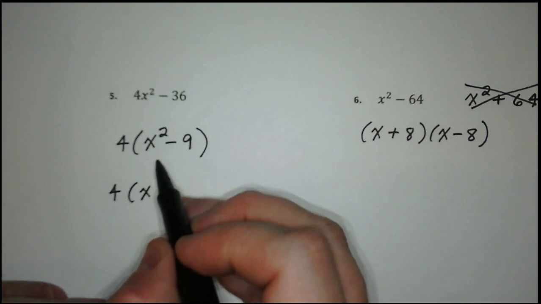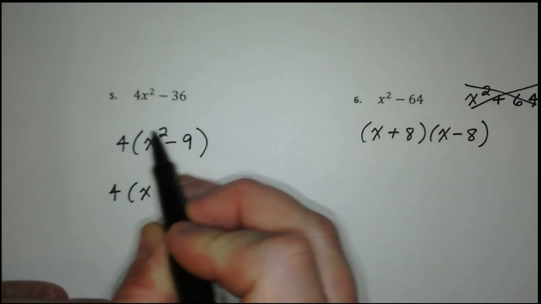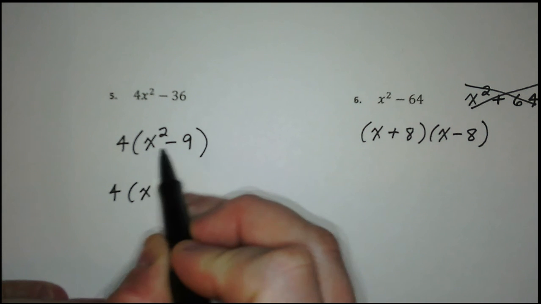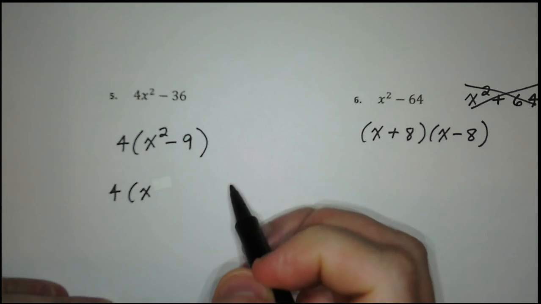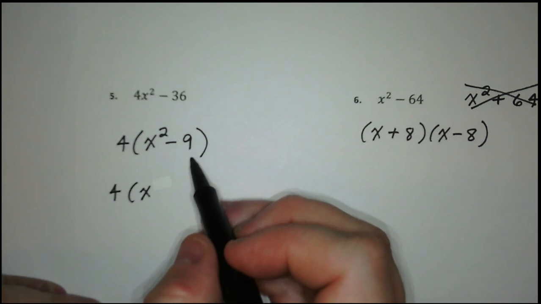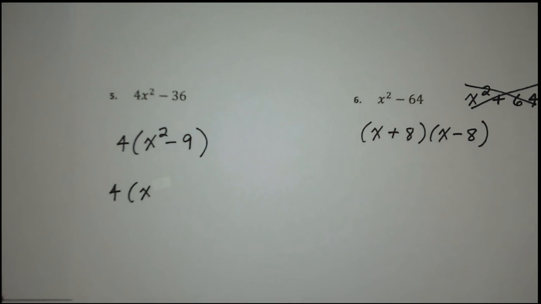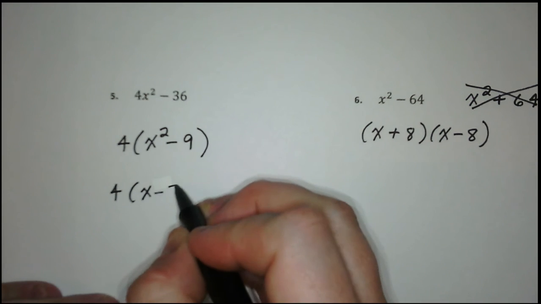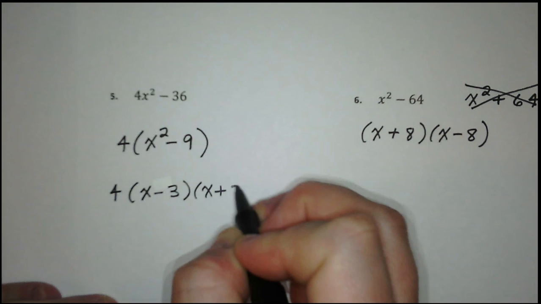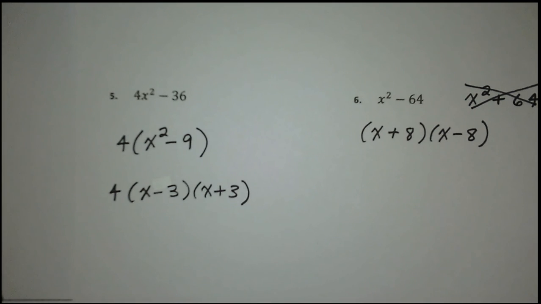So, the 4 times this bubble, doesn't this bubble factor again by special case UnFOIL, because x squared minus 9 is the difference of two perfect squares, and that means you can rewrite it as x minus 3 times x plus 3. And again, the 4 comes on down. The 4 doesn't disappear. Why would it disappear? And there we go. That's all I have to say about that.